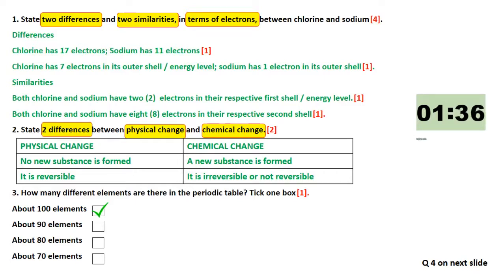Question 2, I put it in the form of a table just to make it easier and quicker for us to have a look at. So 2 differences, and we are talking about physical change and chemical change. Physical change, no new substance is formed. Chemical change, a new substance is formed. A physical change is reversible. Chemical change is irreversible or not reversible.